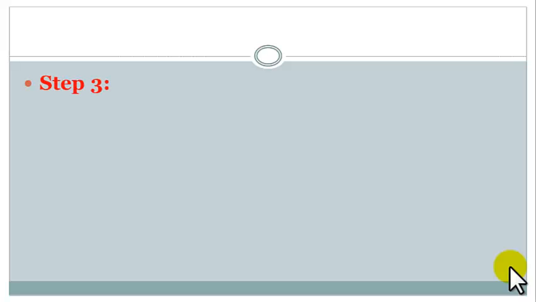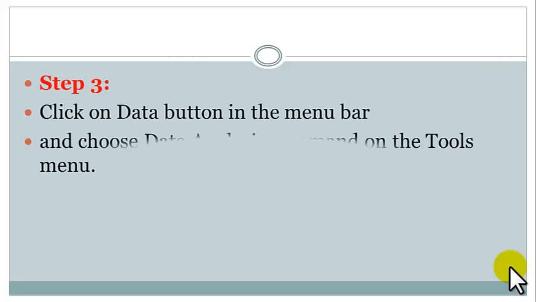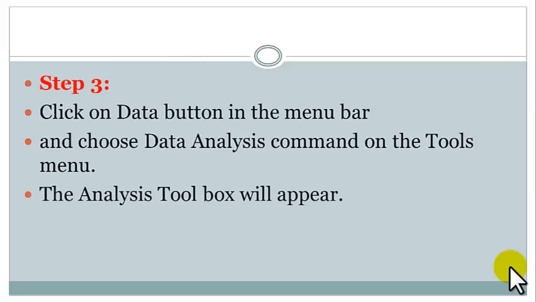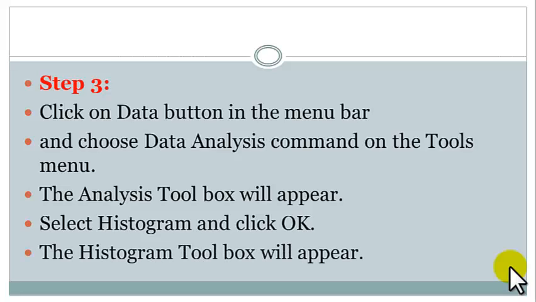Step 3. Click on the Data button in the menu bar and choose the Data Analysis command on the Tools menu. Then the Analysis toolbox will appear. Select Histogram and click OK. Then the Histogram toolbox will appear.